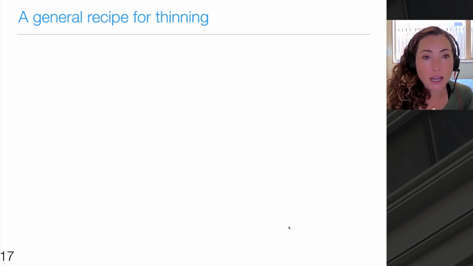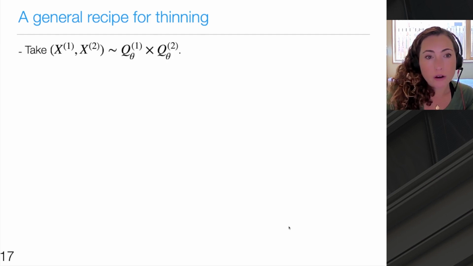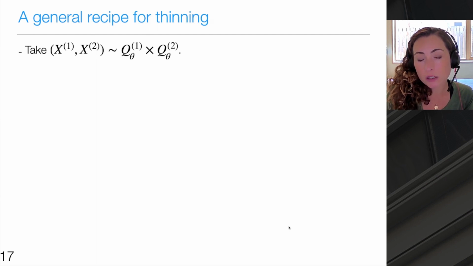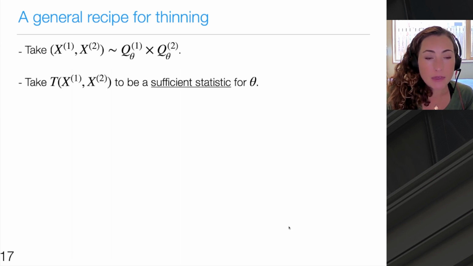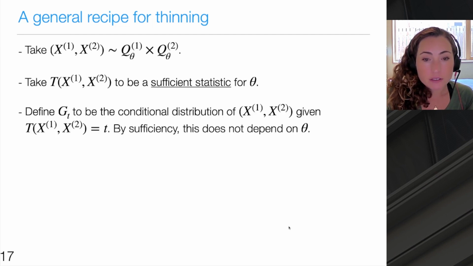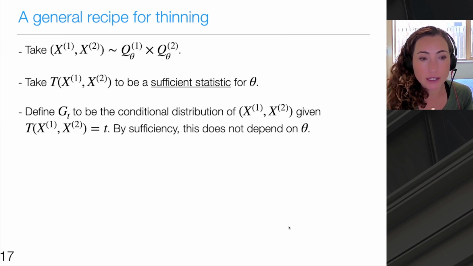Okay. So what's the recipe here? How would I thin an arbitrary distribution? Well, I would continue using this backward-seeming flow, where I would start out by saying I want x1 to have a q theta 1 distribution and x2 to have a q theta 2 distribution, where x1 and x2 are independent. And then I'm going to define T to be a sufficient statistic for theta in the joint distribution of x1 and x2. And I'm going to define g sub t to be the conditional distribution of x1 and x2 given the sufficient statistic. And by sufficiency, I know that this conditional distribution won't depend on theta. That's just the definition of sufficiency.